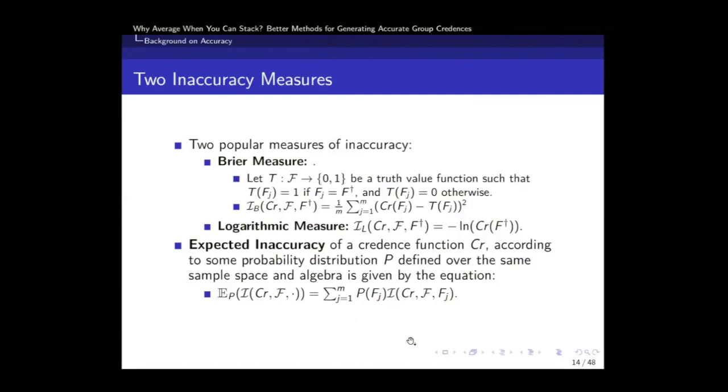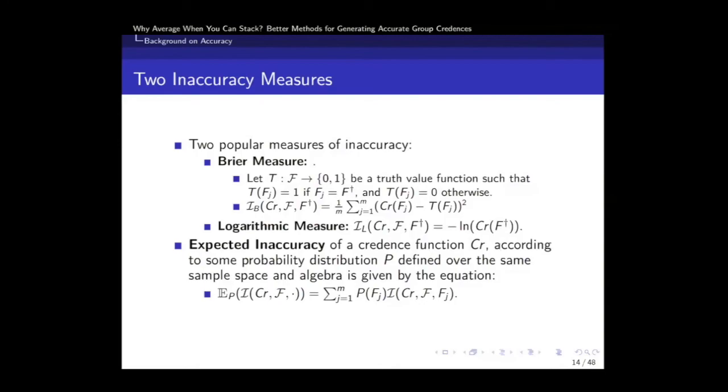And then the Brier score is just the uniform average of the squared difference between the credence assigned to each element of the partition and the truth value of each element of the partition, where 1 is true and 0 is false. So this is just the mean Euclidean distance between the credence function and this sort of omniscient credence that would assign 1 to the true element of the partition and 0 to all the others. The logarithmic measure is even simpler. Here, we just take the negative natural log of the credence assigned to the true element of the partition.